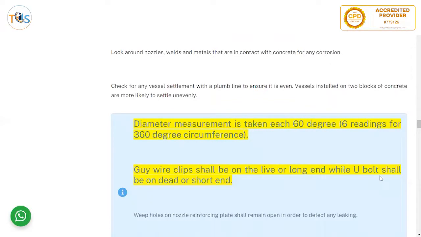Check for any vessel settlement with a plumb line to ensure it's even. So it's practically a string with a weight at the end of it, and the other end you start from the point you want to measure the settlement. If the distance changes between the string and the vessel, that shows that it's not straight, it's not vertical, for example, and that shows the settlement.